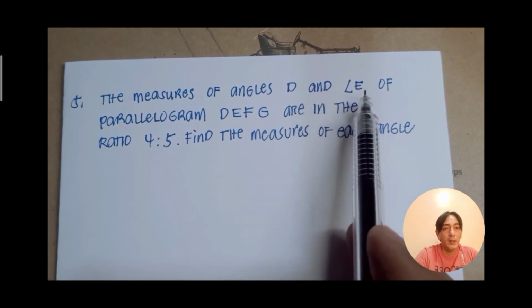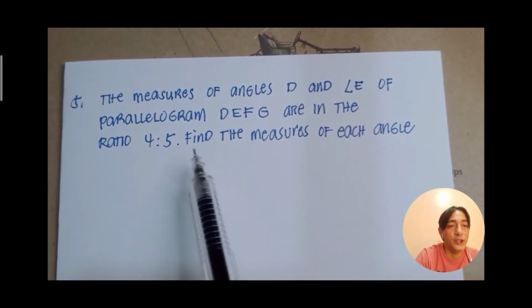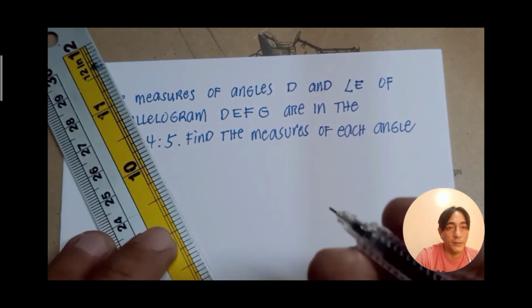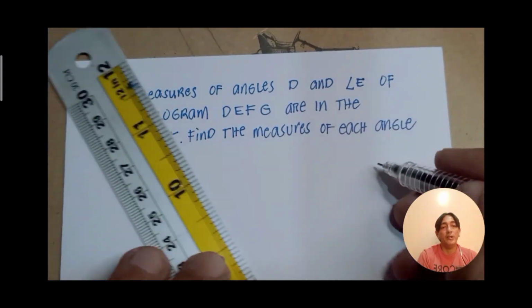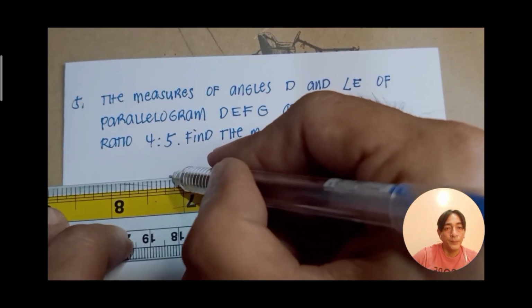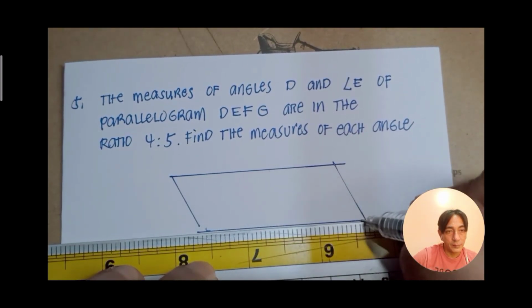Okay, so I'm sorry, example number 5 pala tayo ngayon. 4 pala yung kanina. The measures of angle D and angle E of a parallelogram DEFG are in the ratio 4:5. So, find the measure of each angle. So, ang ratio daw ng angle D tsaka angle E is 4:5. So, mag-draw muna tayo ng parallelogram DEFG.